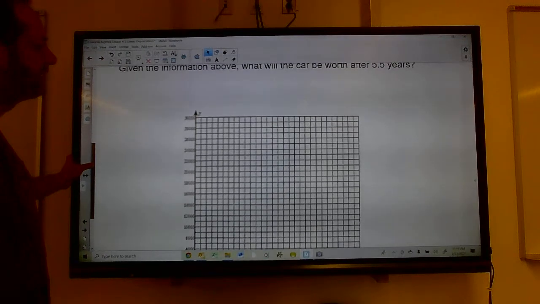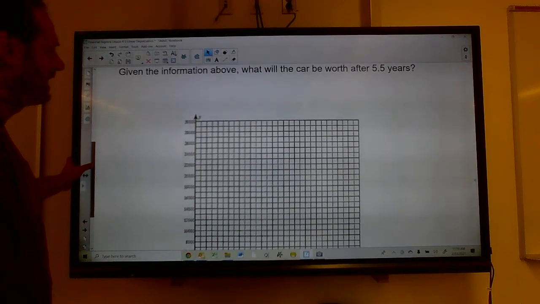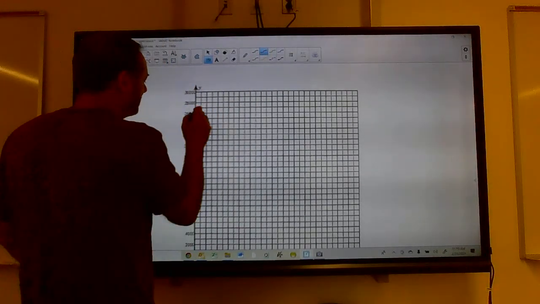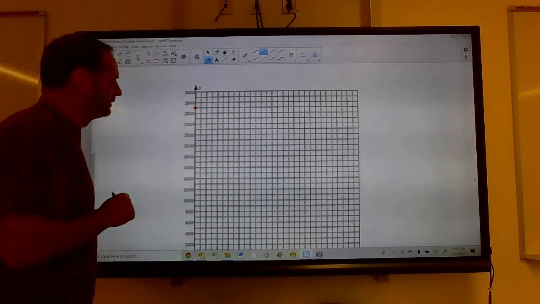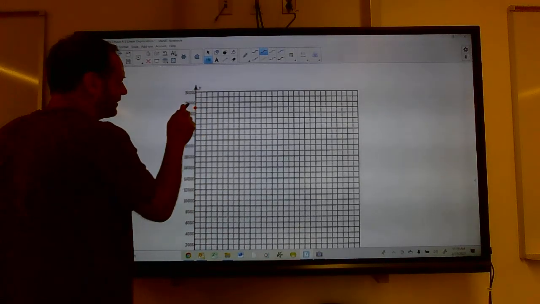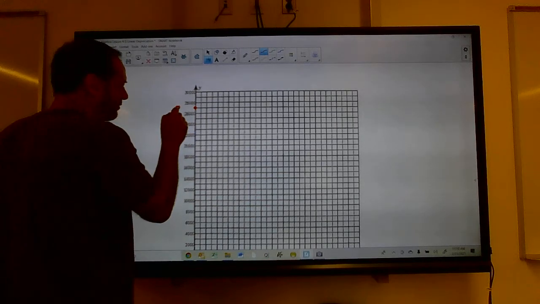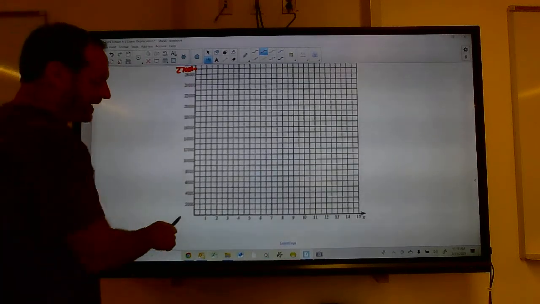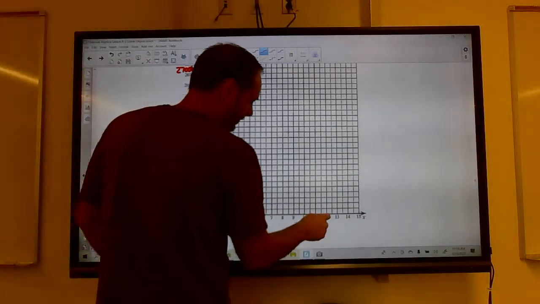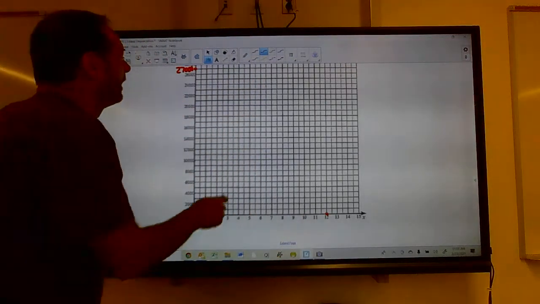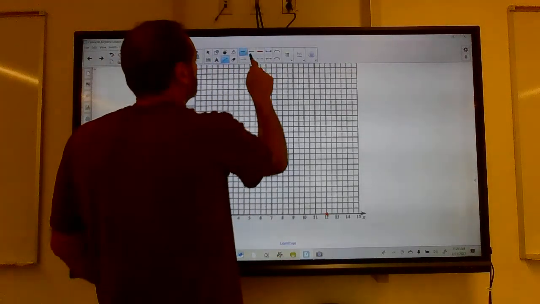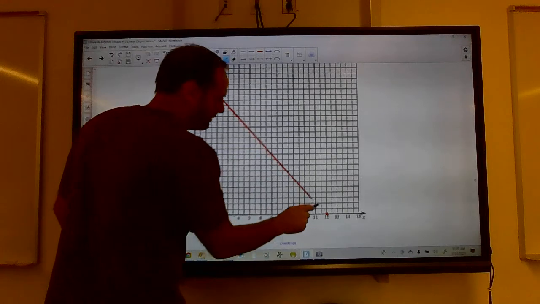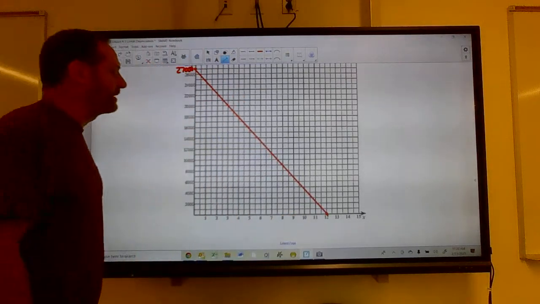Okay, given the information above, what will the car be worth after 5.5 years? So here's what we can do: we can make a graph. Here's 27,000 right there on my graph, and this is hard to see. It's 30,000, 28,000, 26,000, so this is 27,000 right in the middle here. Along the bottom is the years. Here's 12 years, it's worth 0. So we're going to get our line maker so we get a nice straight line. Make it red so it stands out. There's my depreciation line.